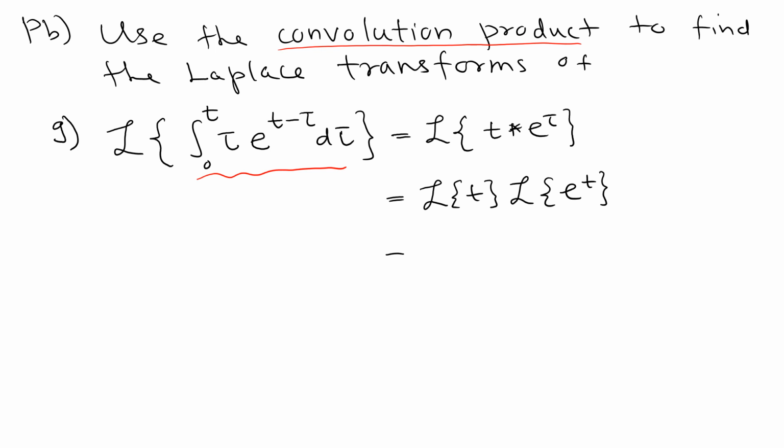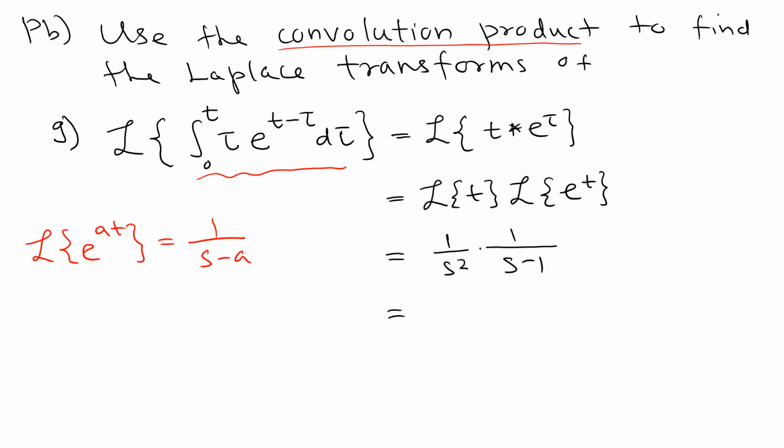The first one we know from the table: the Laplace transform of t is 1 over s squared. And the Laplace transform of e to the t, remember that function? When we have e to the at, it is simply going to give you 1 over s minus a. So you can write this one as 1 over s minus 1. You can leave it like that, or you can multiply them and write it as 1 over s squared times s minus 1. You don't have to distribute, you can just leave it like that. Okay, so that's how we do it using the convolution product.